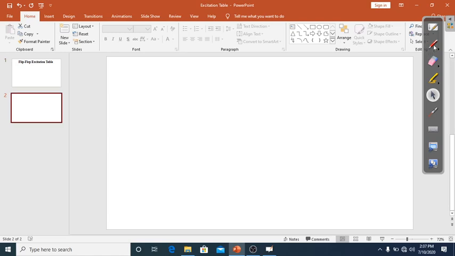The RS flip-flop, graphically we represent it like this. This is the clock pulse. It has 2 inputs: R is for reset and S is for set, and it has 2 outputs, Q and Q complement. This is the RS flip-flop.